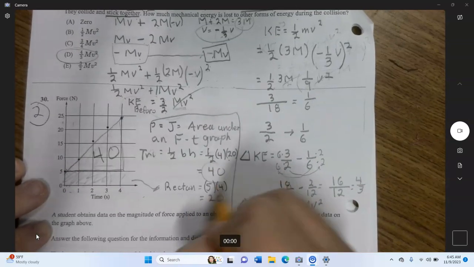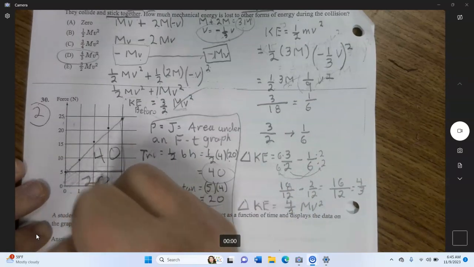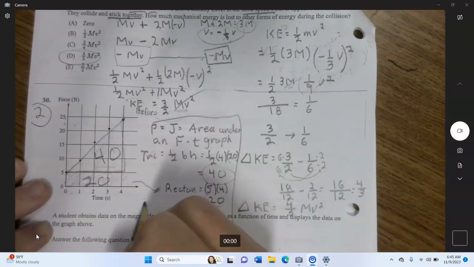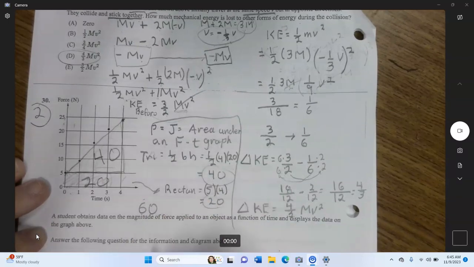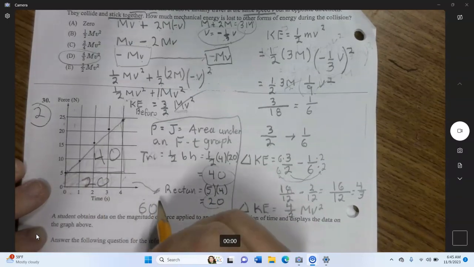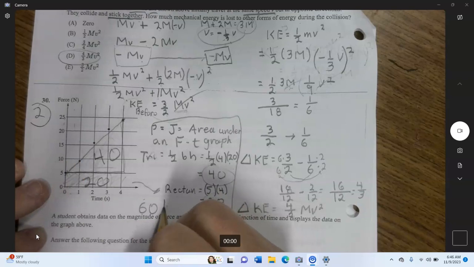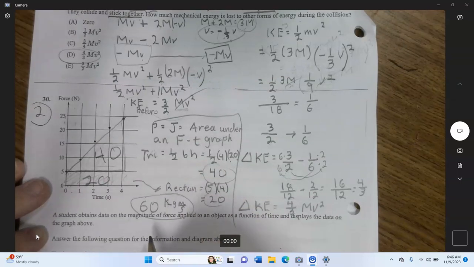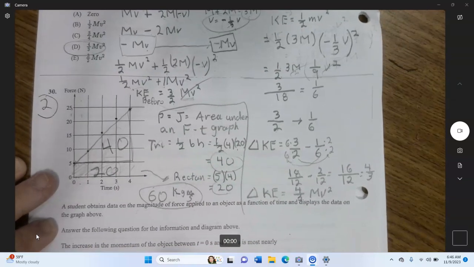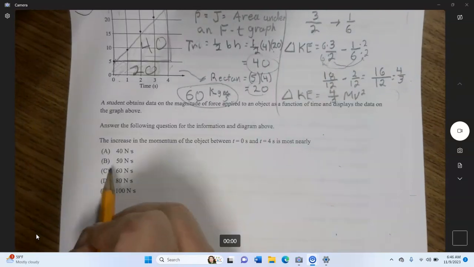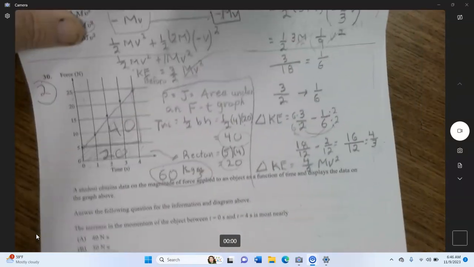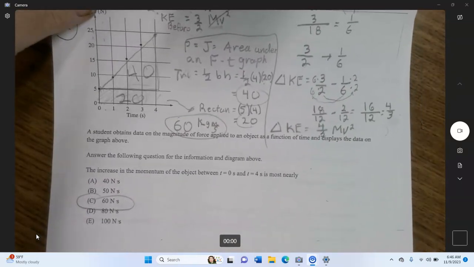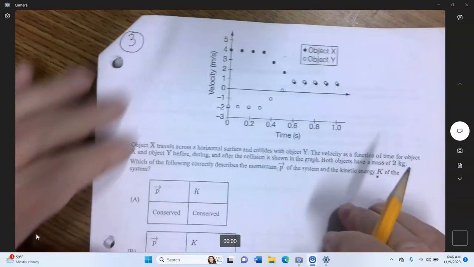So you add these two together. 40, I'll write the 20 right there. 40 plus 20 equals 60. And it's in the units of momentum or impulse, which is kilogram meters per second or Newton seconds. That's your final answer, and the option is down here right there. Okay, all right, next question.